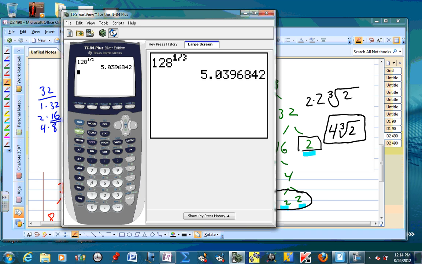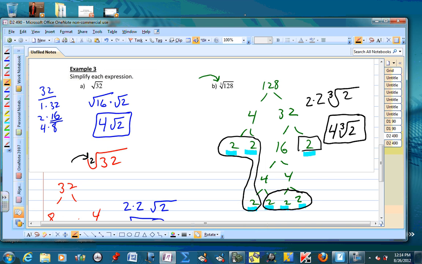Now let's type in our answer. 4 times, and now we want to type in the cubed root or the third root of 2. So we're going to use 2 to the 1/3 power. When you hit enter, you see that these values are equivalent. So we're sure that we did it right, and we can go on to the next problem.